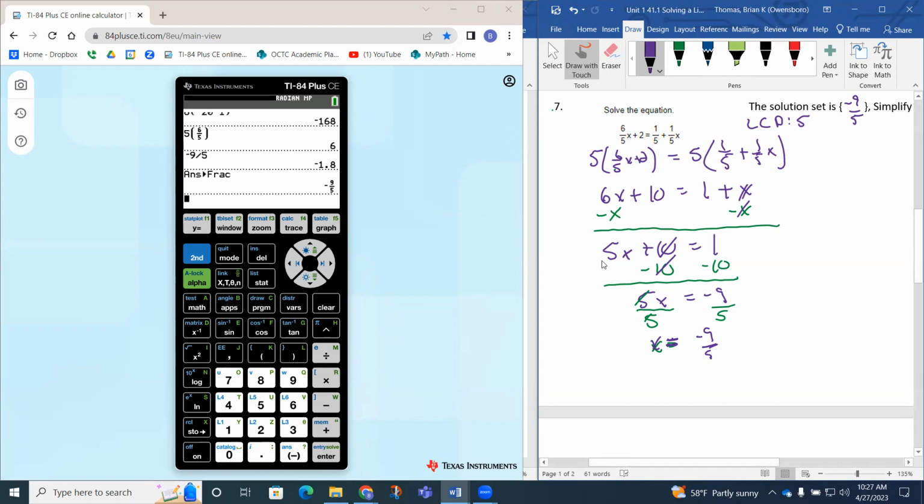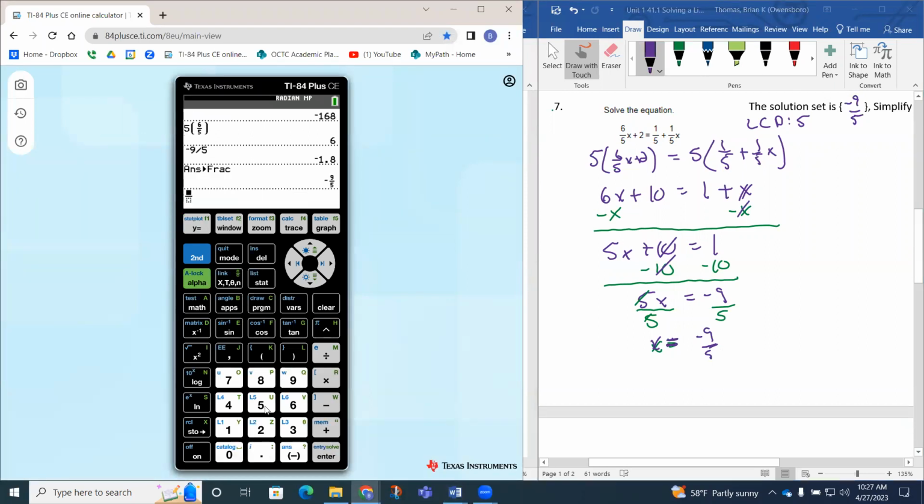If I want to check this, I have 6/5 times a -9/5. If I want to use my alpha button, alpha F1, you could type in the 6/5 times the -9/5. And if we add 2 to that, that gives us the left side of the equation, -4/25.